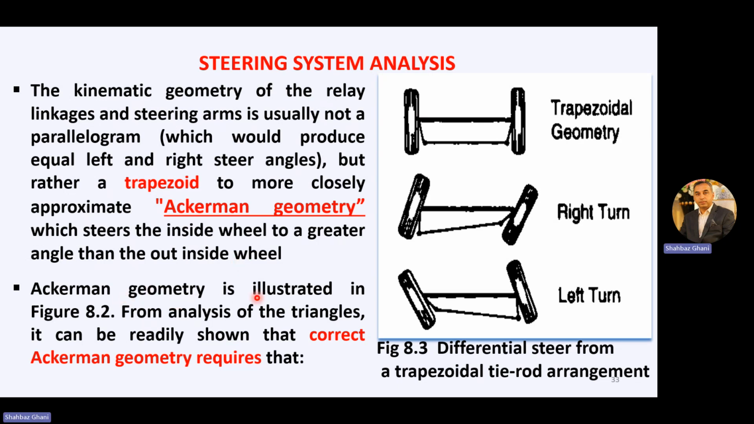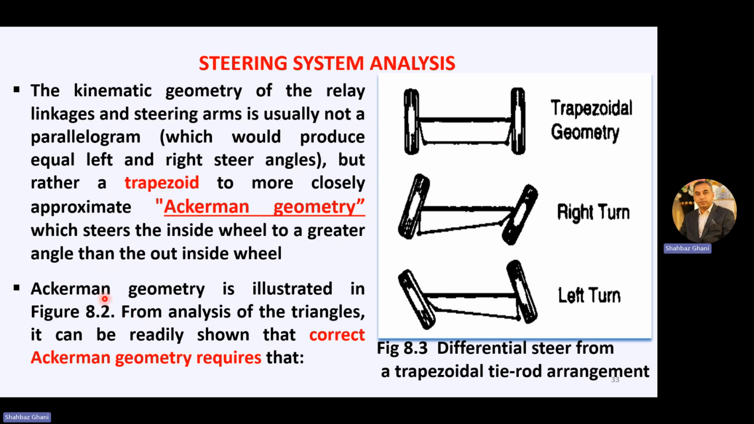The Ackermann geometry is illustrated in figure A2, which is on the next slide. From analysis of the triangles, it can be readily shown that correct Ackermann geometry requires the following. We will see that. First, see this trapezoidal geometry. You have a front left and right wheel. You have these steering linkages, and they are in trapezoidal shape. So if you want to turn right, the trapezoidal linkages will be in this shape. If you want to turn left, the trapezoidal linkages will form this shape. So this is differential steer from a trapezoidal tie rod arrangement.